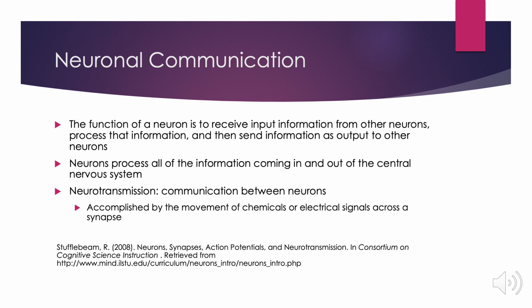Neurons process all the information coming in and out of the central nervous system, which is a vital part of the body, without which we would not be able to function as human beings. Now, neurotransmission is accomplished by the movement of chemicals or electrical signals across a synapse, and we'll discuss a synapse in the next slide.